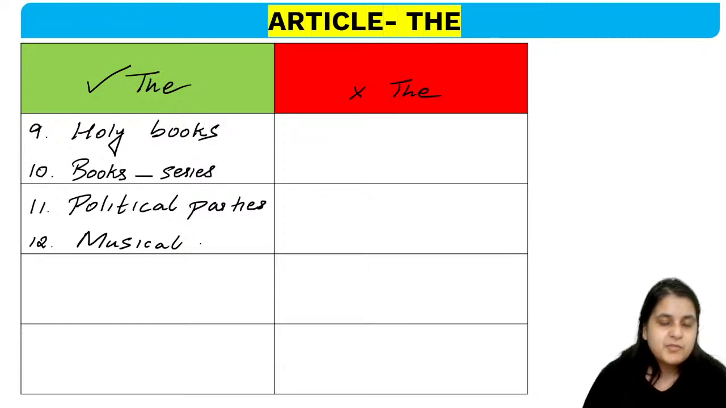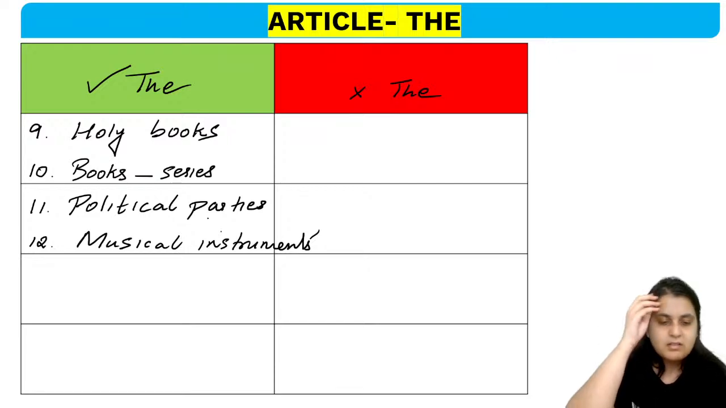Okay, so we use the before names of musical instruments. For example, I play the piano, he plays the guitar. Planets के आगे भी the नहीं आता है. For example, you don't say this is the earth, no. So planets के आगे नहीं आएगा. But I'll come to that.